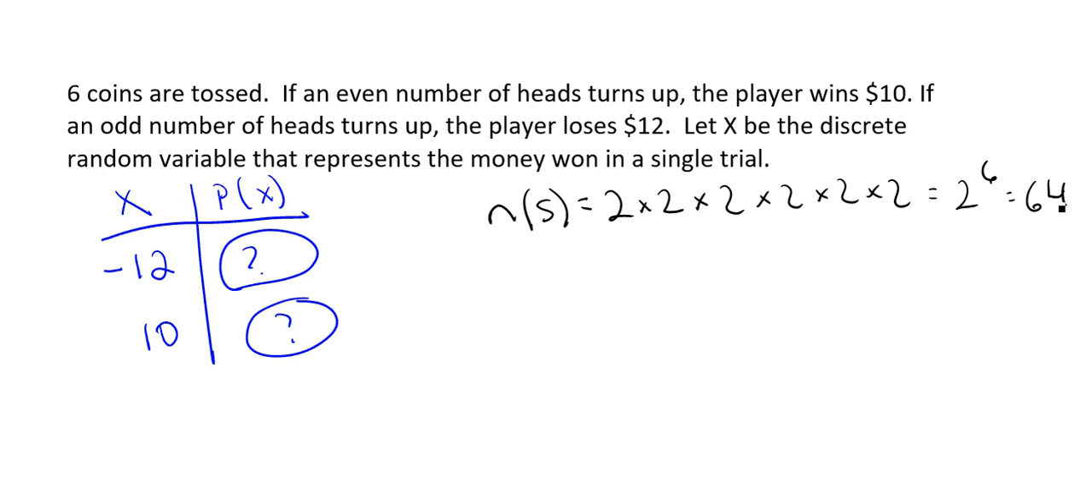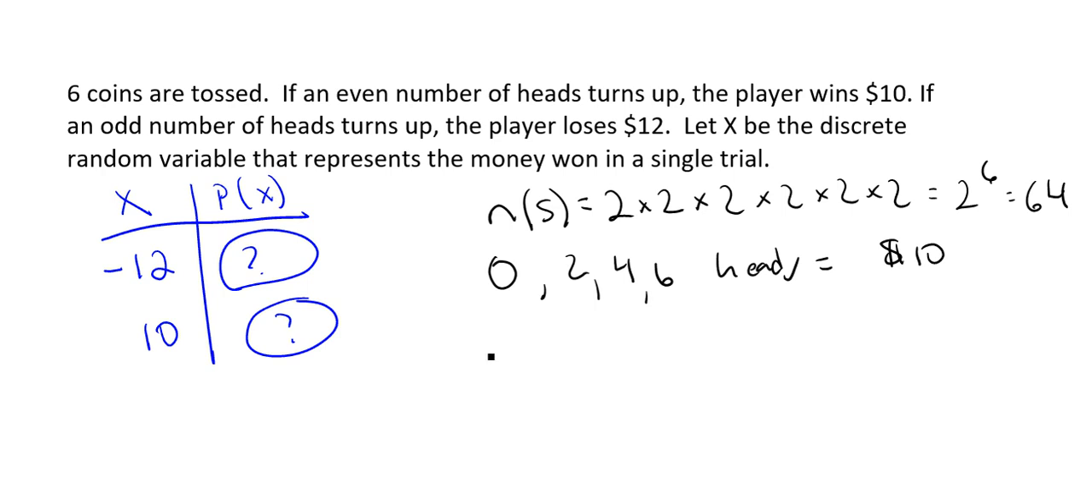So we know that if an even number turns up, that we're going to win money. So an even number could be 0, 2, 4, or 6 heads. And that would give me $10 because those are all even numbers. So I need to calculate the probability of each of these things occurring and then add them together because they're all different cases that mean I've won.